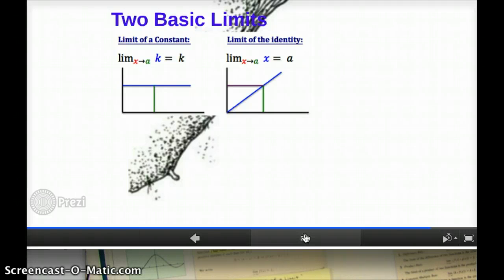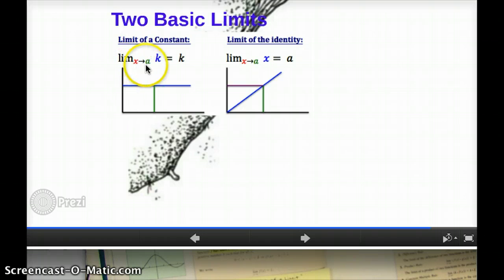When we talk about limits and actually solving them, everything starts with these two limits. And the idea behind today's video is that we are going to use these two hard facts to figure out a whole host of other things. The first limit, and this is something you're going to need to memorize, is called the limit of a constant, and here's what it says.